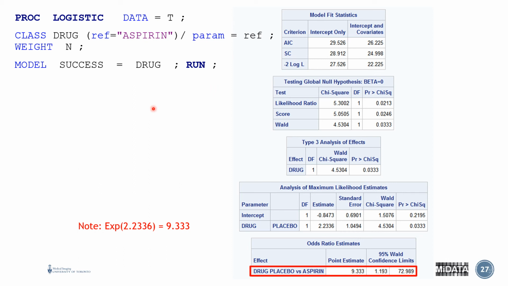No, of course not. Leave the default and then just look for the odds ratio down at the bottom in your odds ratio estimates box.